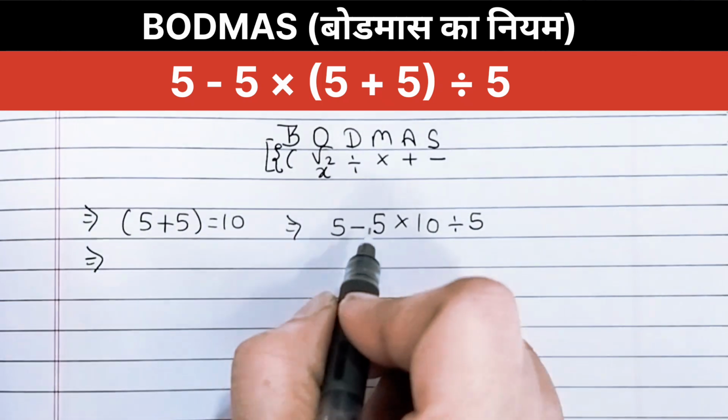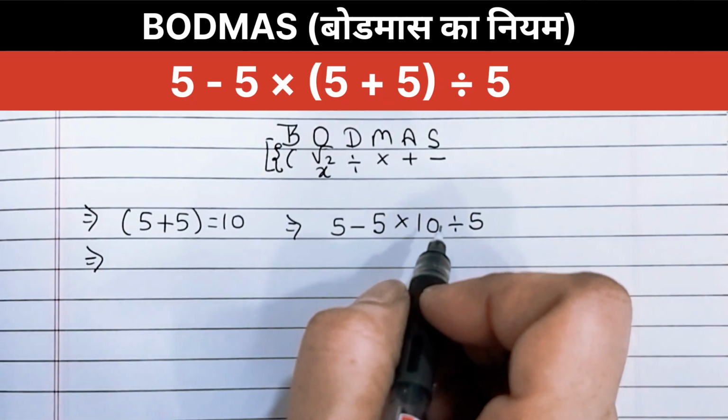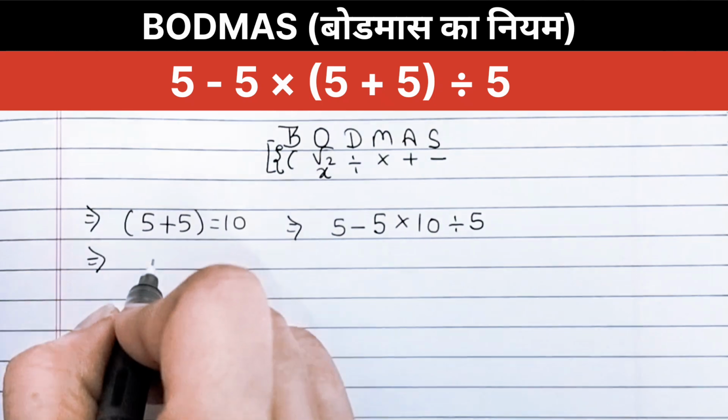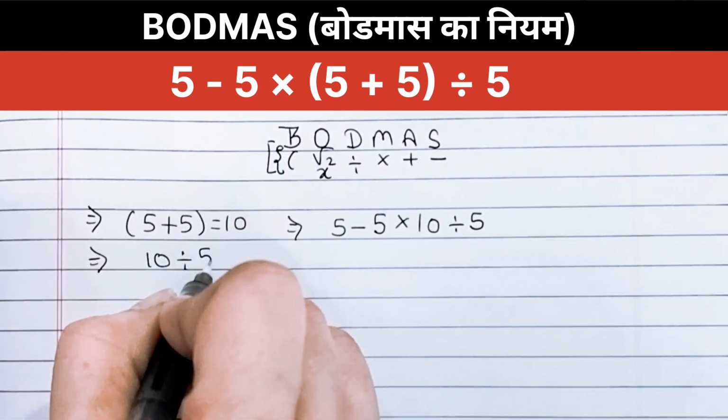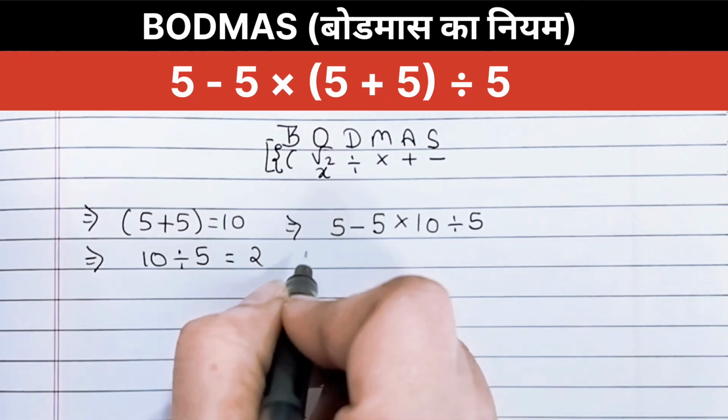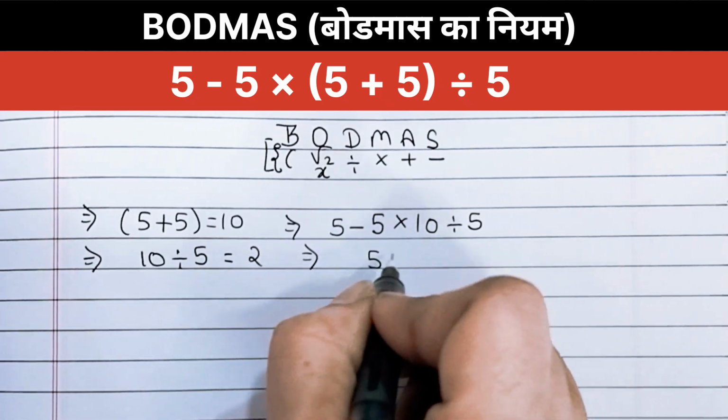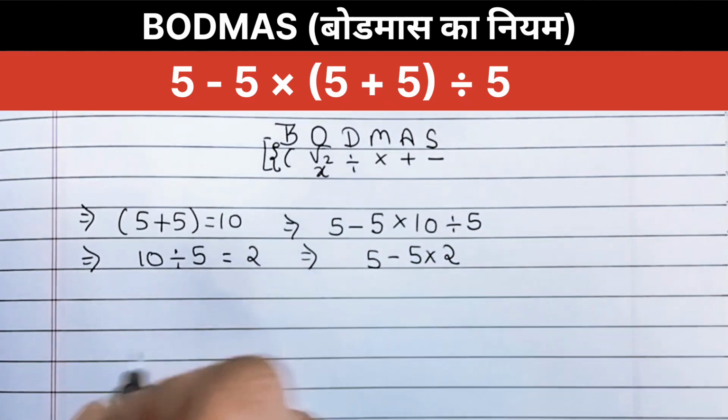Now, second step, division. Division comes before multiplication and subtraction in BODMAS. So first, we divide the values. 10 divided by 5 equals 2. So now the expression becomes 5 minus 5 multiplied by 2.